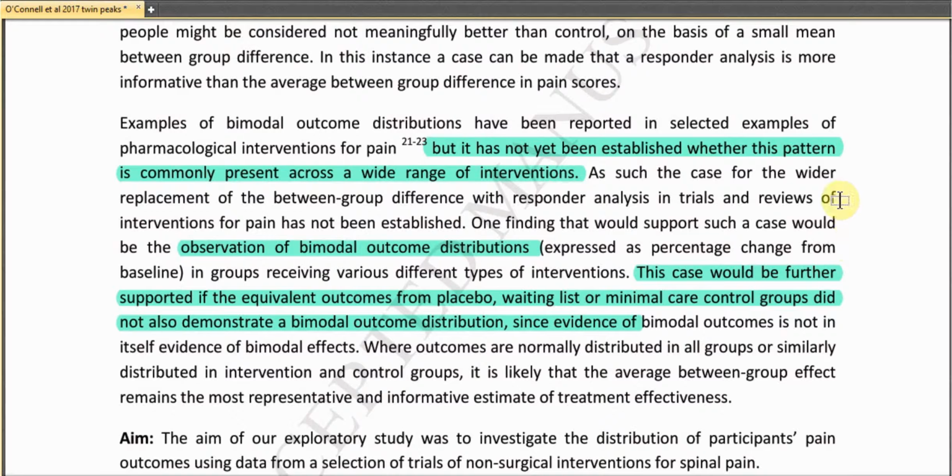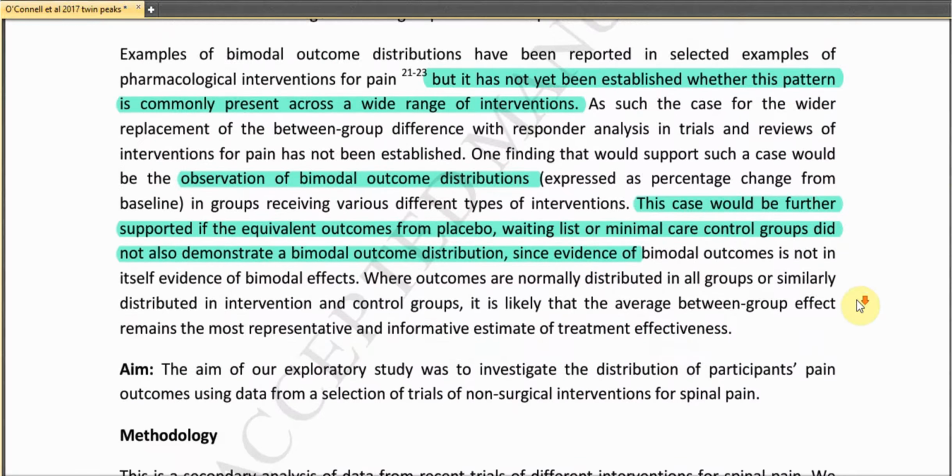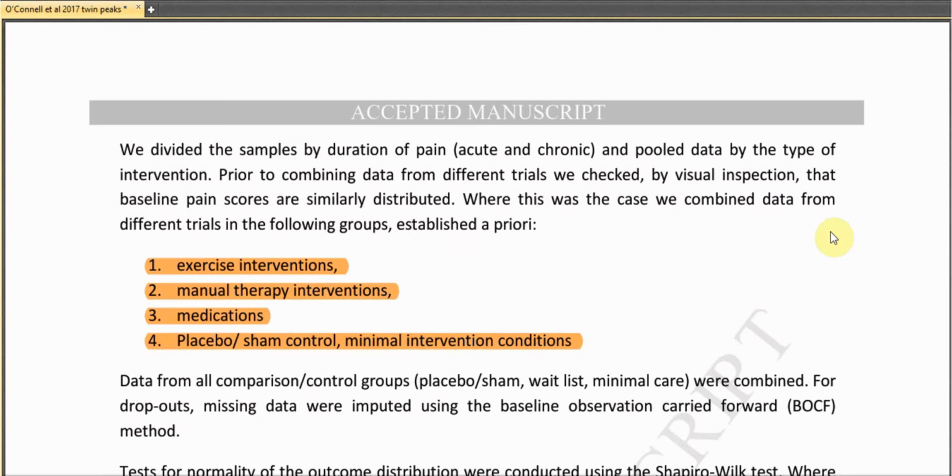So in pharmacological studies, they do find this bimodal distribution. So there are responders and non-responders, but it's not been established whether we have that in pain, whether we have that in physiotherapy. So it's really important to find out. They found 10 trials, so unfortunately not too many, which they admit is a weakness.